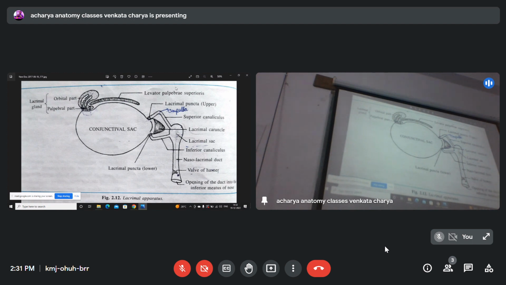In the orbital and palpebral parts, there are 6 to 8 small ducts called lacrimal ducts, which open into the conjunctival sac. Are you getting? Next subheading, conjunctival sac.